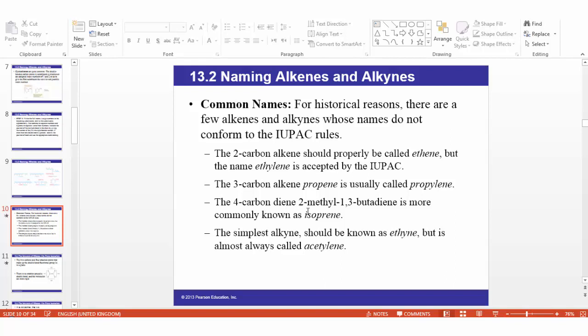The 4-carbon diene 2-methyl-1,3-butadiene is more commonly known as isoprene. The simplest alkyne should be known as ethyne, but it is almost always called acetylene. So note these common names for some alkenes and alkynes.